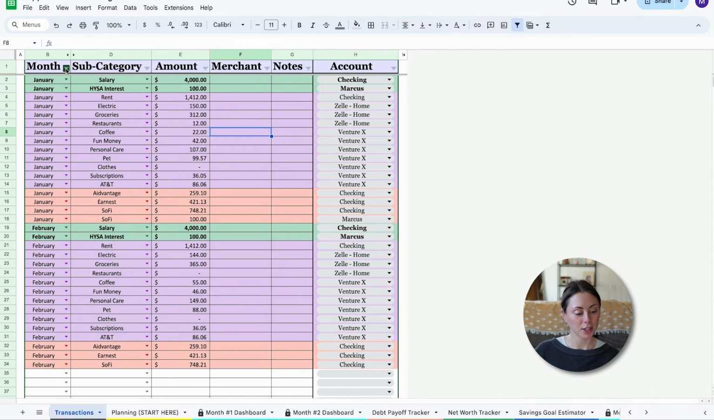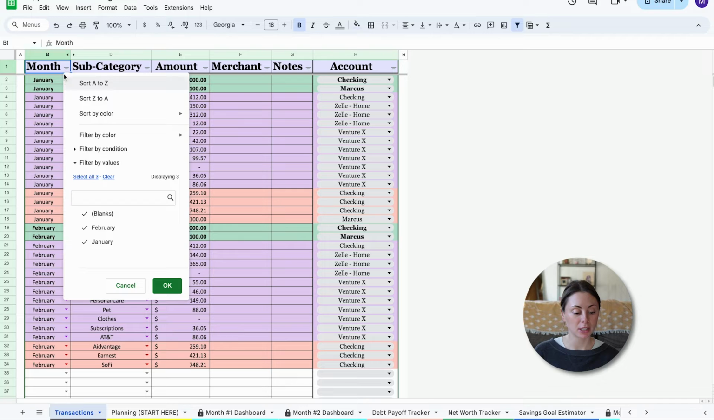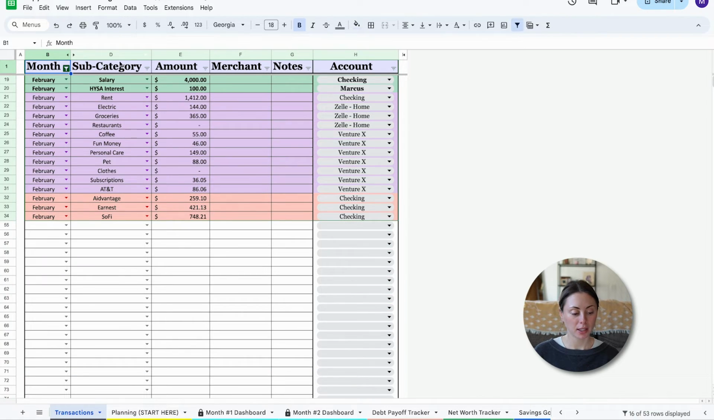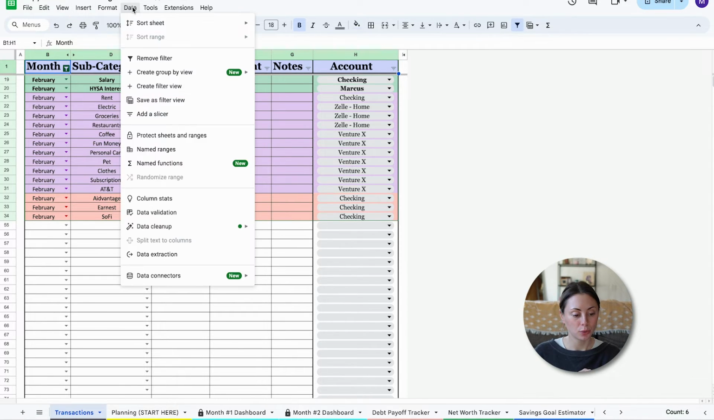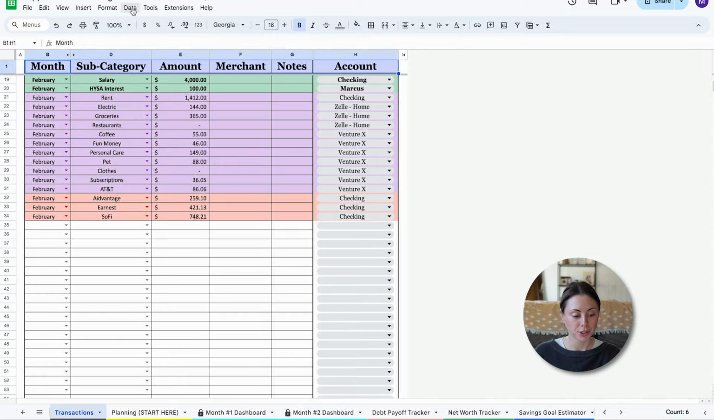I have my example transactions for February, and if I wanted to filter these out, I would just go to month and clear and just hit February. And so now it's only my February transactions. These sometimes get messed up. So if it's not filtering correctly, what you would do is highlight all of the headings, go to data, remove filter, and then data again and create a filter. You're just recreating it and it should populate correctly after you do that.